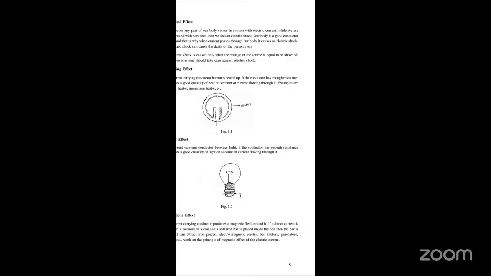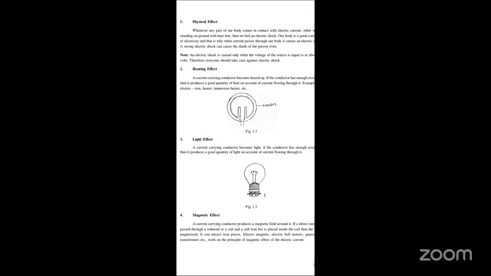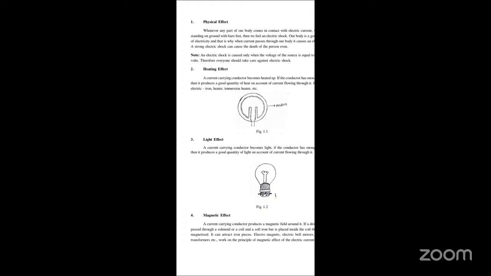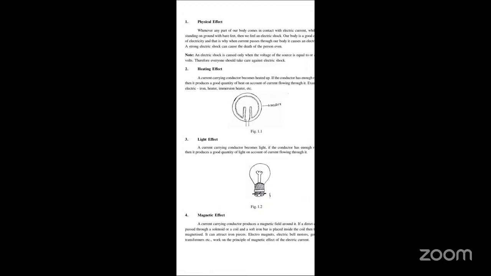If a direct current is passed through a solenoid or a coil and a soft iron bar is placed inside the coil, then the bar is magnetized. It can attract iron pieces. Electromagnets, electric bells, motors, generators, transformers, etc. work on the principle of the magnetic effect of electric current.